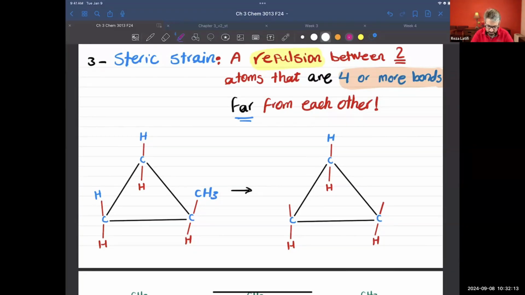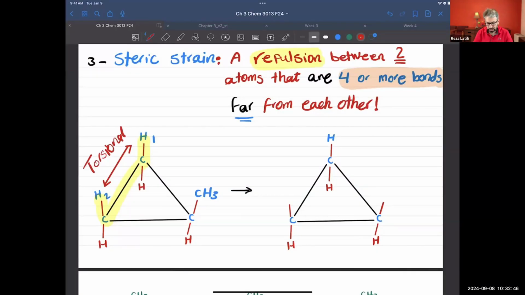Why stronger? I'm going to highlight 2 atoms: hydrogen number 1, and let's call this one hydrogen number 2. Those 2 hydrogens are 3 bonds far from each other. That means I'm going to have repulsion between them, and because the distance between those atoms is 3 bonds, we're going to call it torsional.